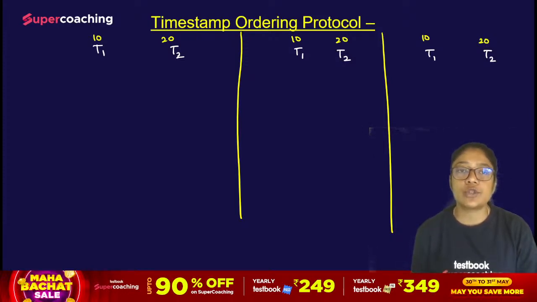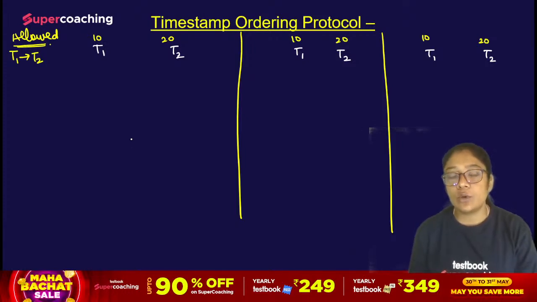What would be the execution order? T1 is the older transaction. On the basis of the timestamp value, we have identified that T1 is the older transaction. This means that the allowed execution sequence is T1 to T2. This is allowed. But अगर T2 आया, उसके बाद transaction T1 execute नहीं कर सकती.